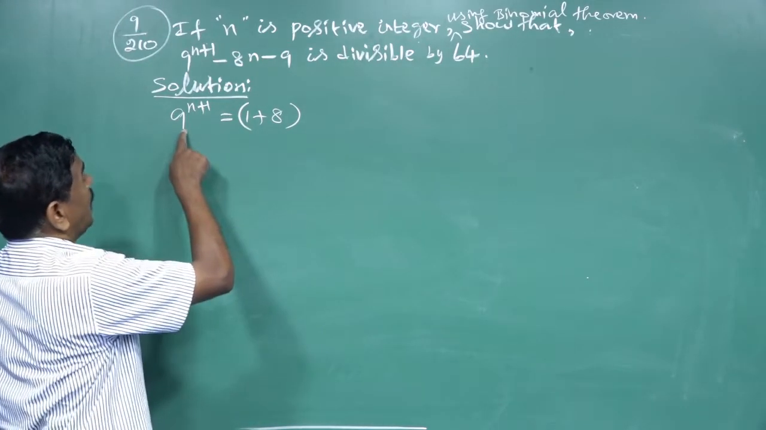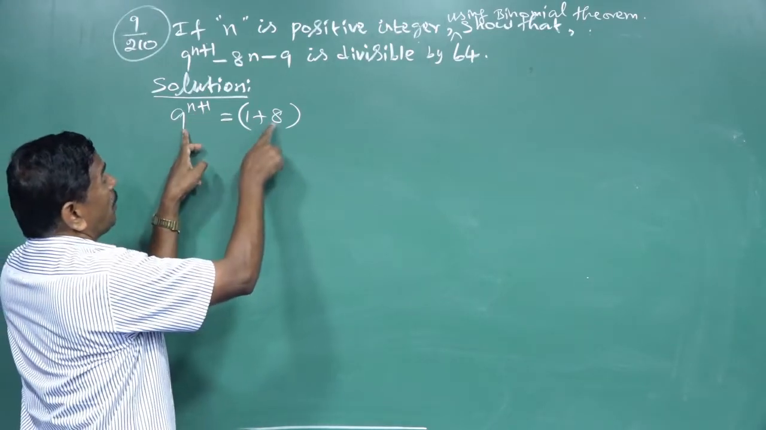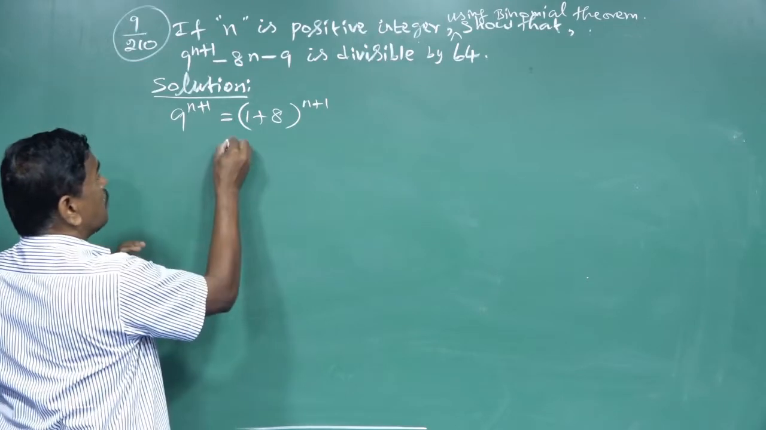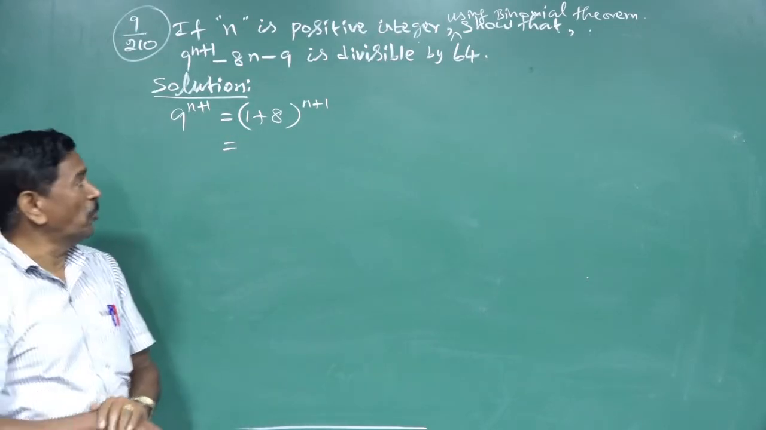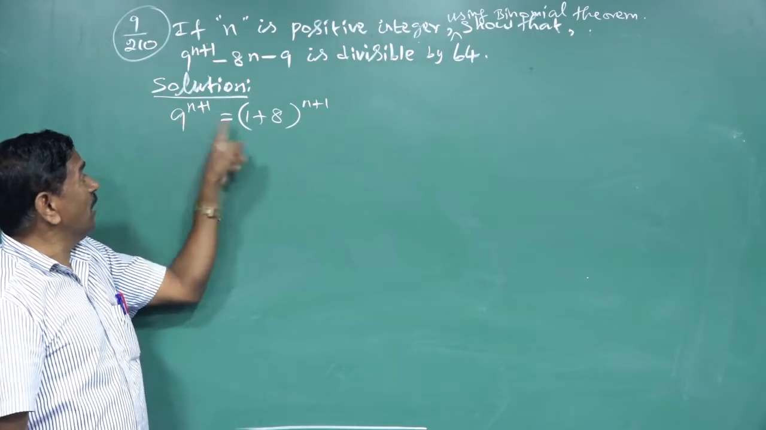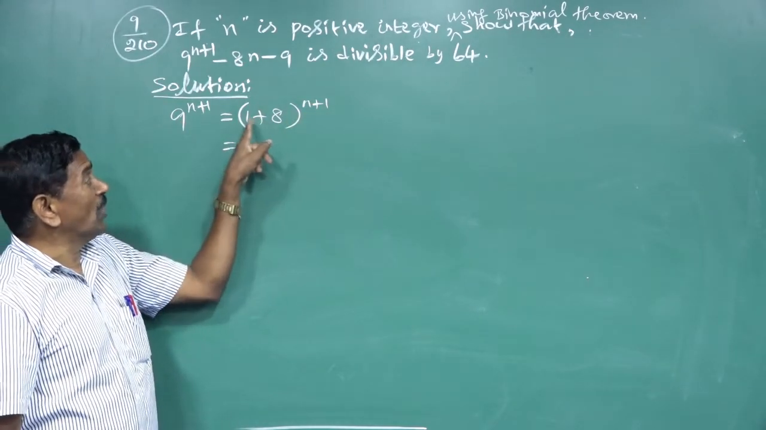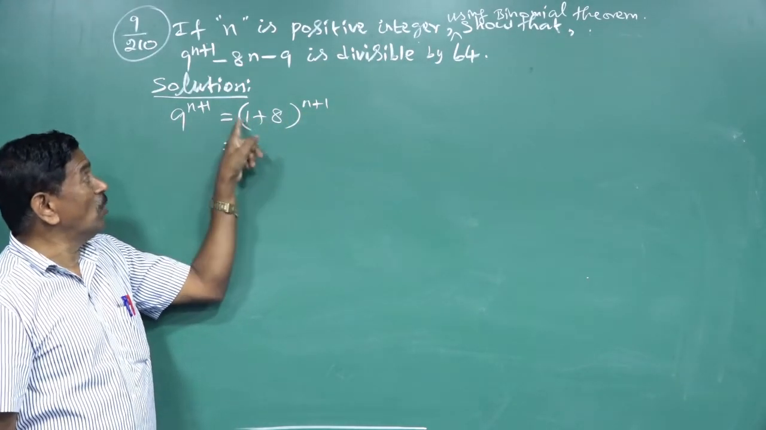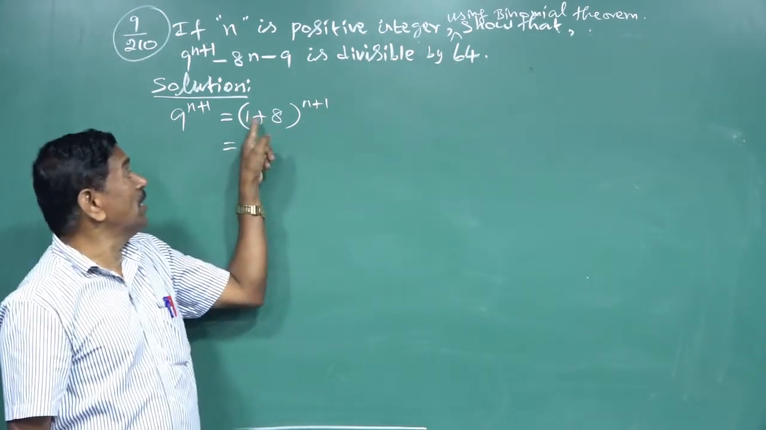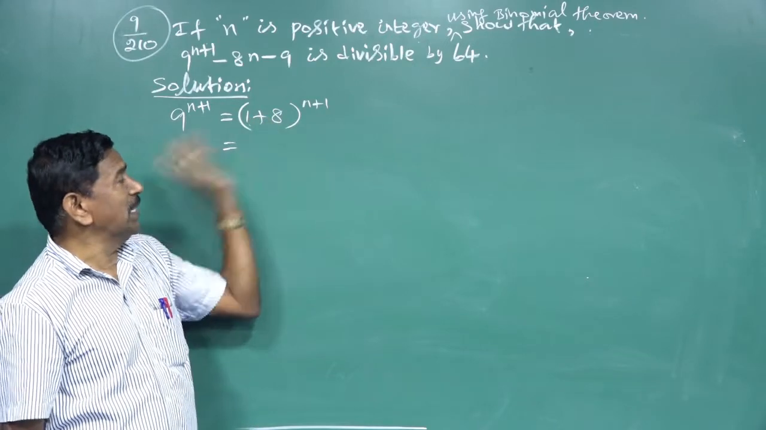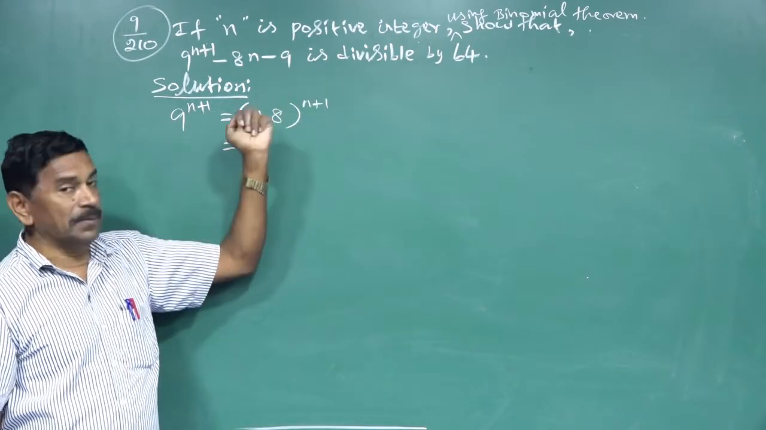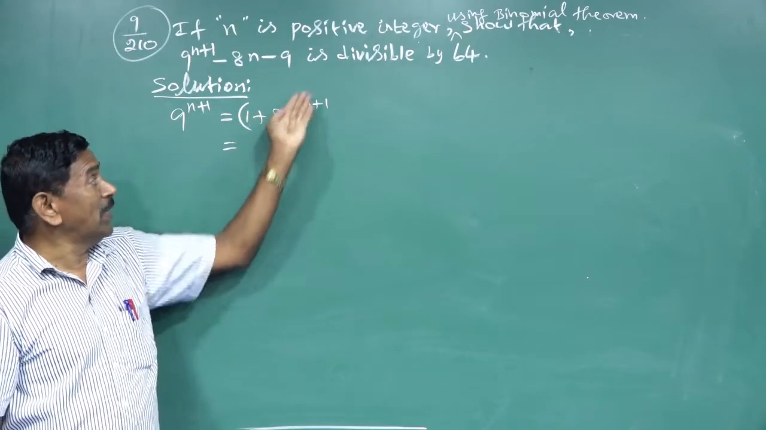Here 9 power n plus 1, where 9 equals 1 plus 8 and the power n plus 1 is fixed. That's all. First step over. Again, power n plus 1 as it is and 9 equal to 1 plus 8, because 64 is a multiple of 8. Now it is of the form (x plus a) the whole power n.